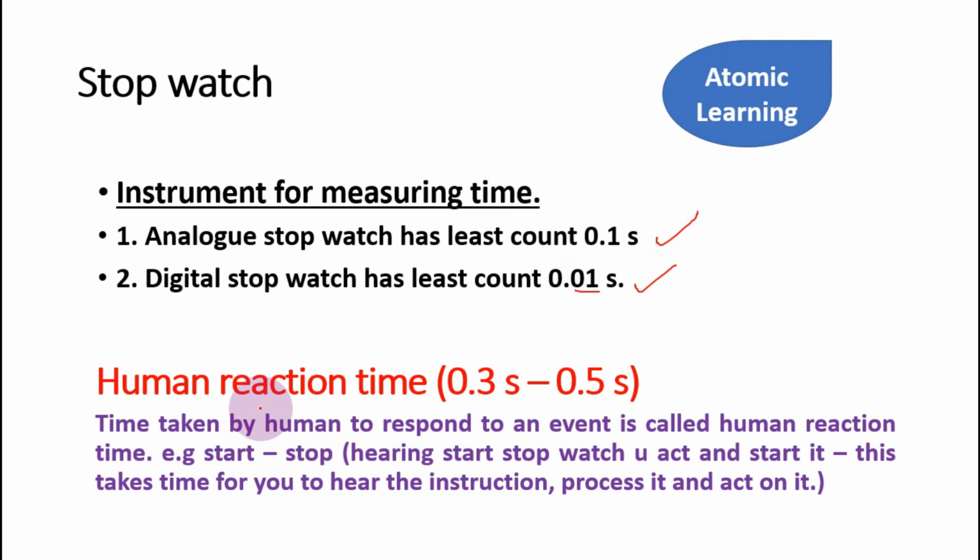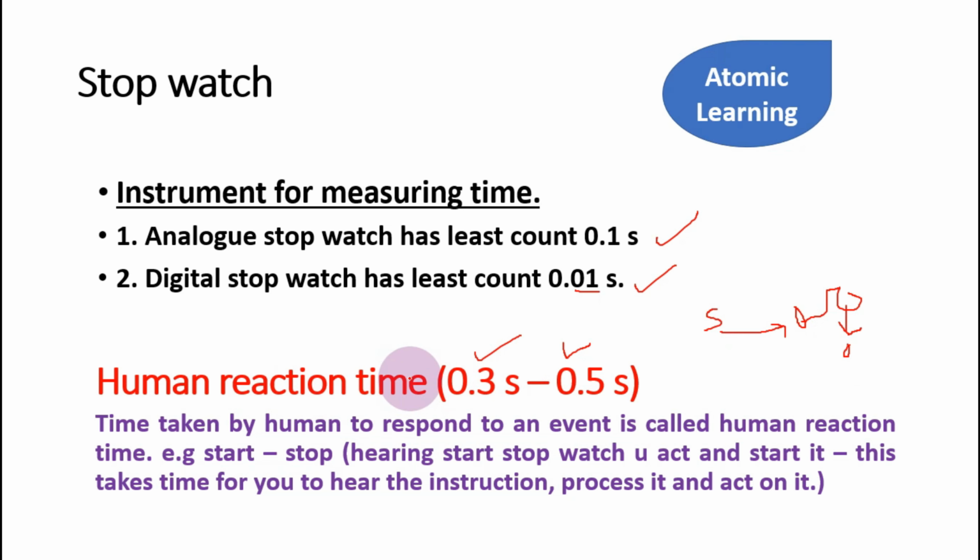What is human reaction time? It is the time taken by a human to respond to an event, and its range is from 0.3 seconds to 0.5 seconds. For example, if you have a stopwatch in your hand and you are ready to press it, and I tell you start, then when I say start, the word comes out of my mouth, reaches your ear, and from your ear it reaches your brain. The brain processes it and issues instructions to the hand to press the button.